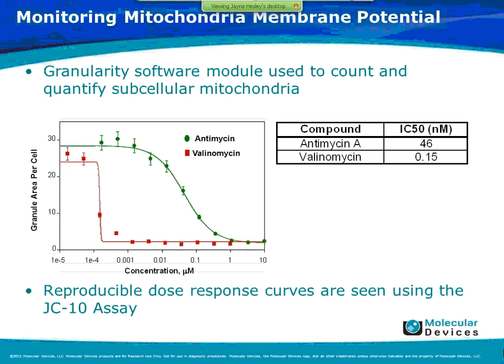Now we can use our module called granularity for counting the mitochondria, and this is what we did, so we could quantify how many mitochondria were in the cells. And this graph shows two compounds that are known to interfere with mitochondrial membrane potential, antimycin A and valinomycin, and you can see a dose-response curve over time in the neurons.